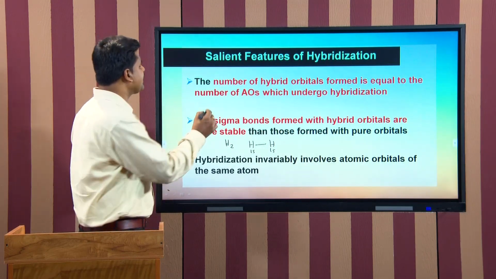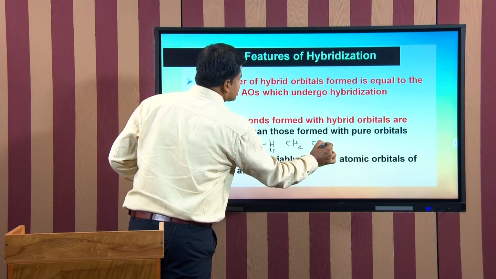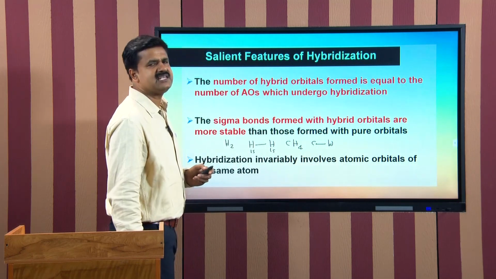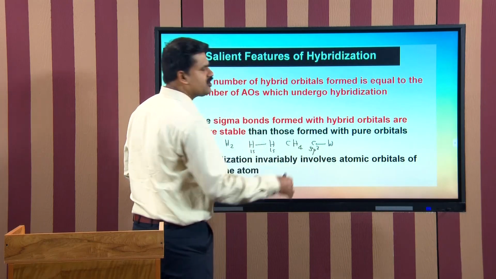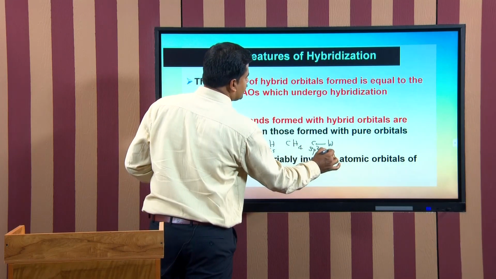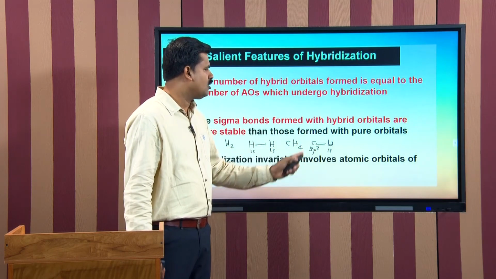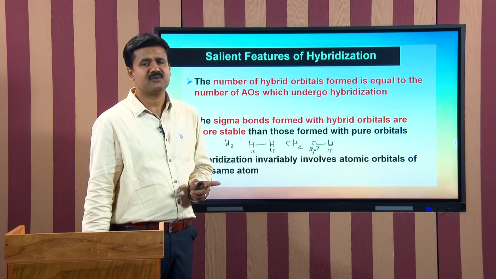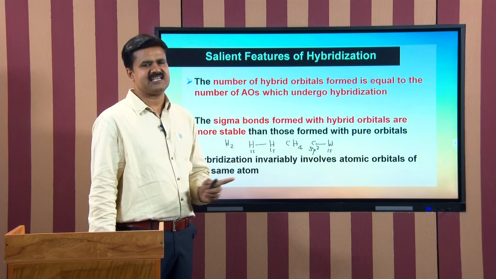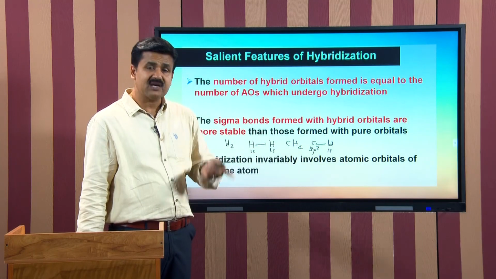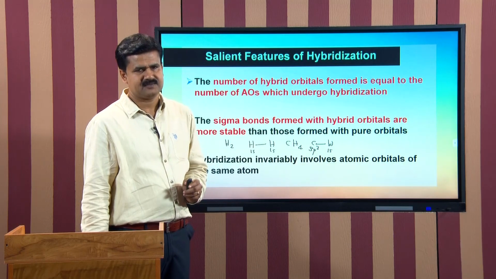But if you are taking the case of the CH4 molecule, there are 4 C-H bonds, and each C-H bond is formed as a result of the overlapping between sp3 hybrid orbital of carbon with 1s atomic orbital of hydrogen. That means here one hybrid orbital takes part in chemical bond formation. Hence, the sigma bond produced in that case will be stronger than that produced from pure atomic orbitals.